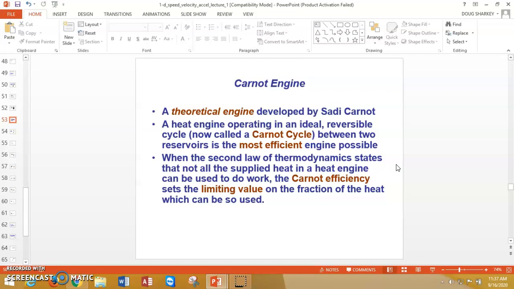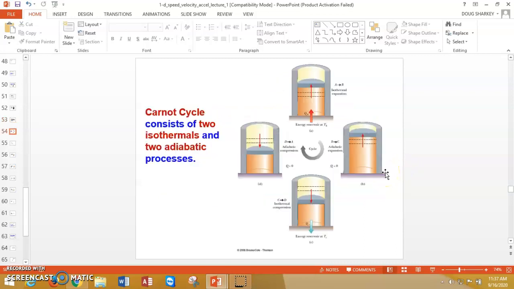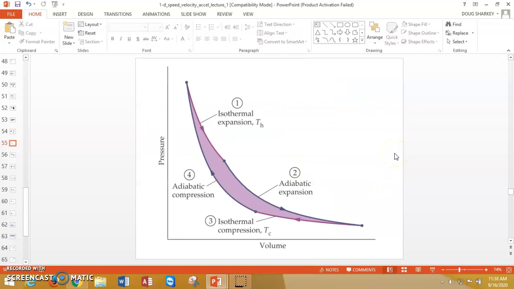And he came up with this thing, well, a theoretically ideal engine would have a certain efficiency. And so this is just a purely theoretical process. The Carnot cycle will consist of two isothermals and two adiabatic processes. And I don't know how much of this we really need. I'm just going to run through it real fast. So here is the PV graph for this Carnot cycle, that they call it.